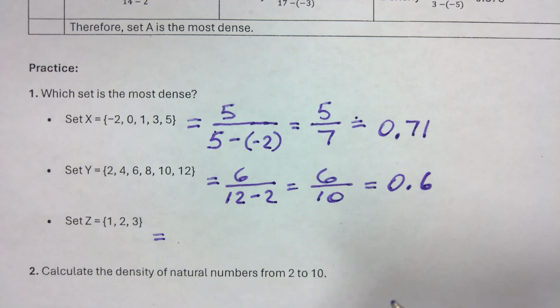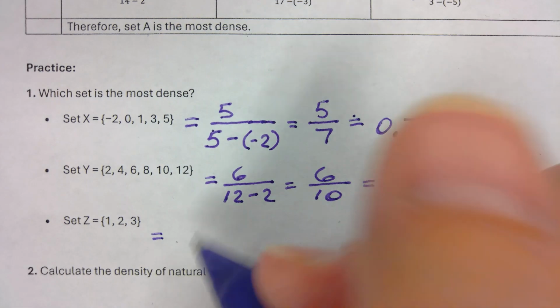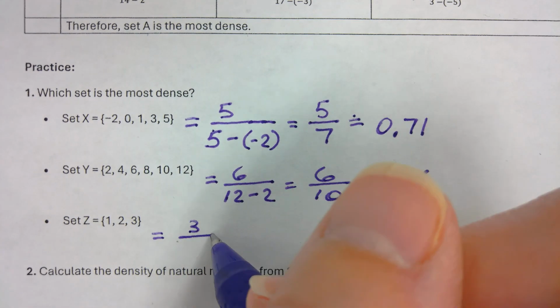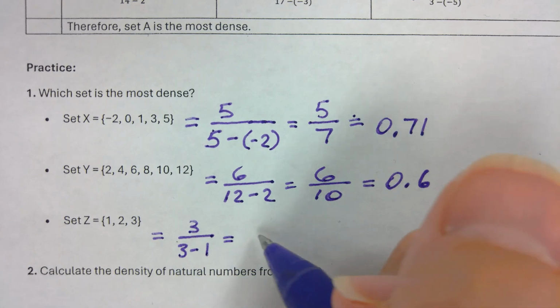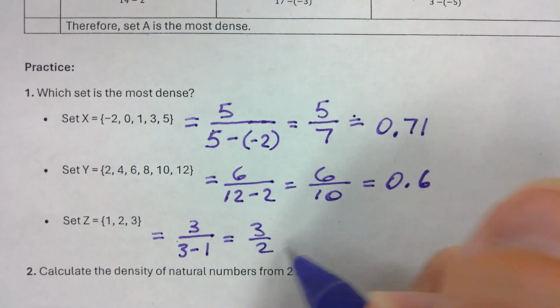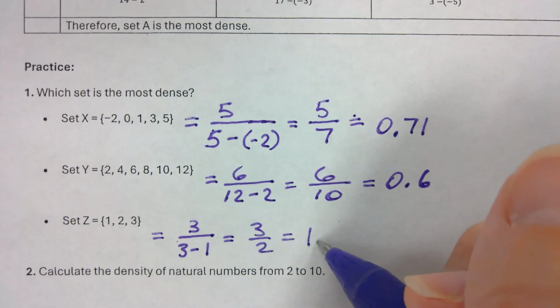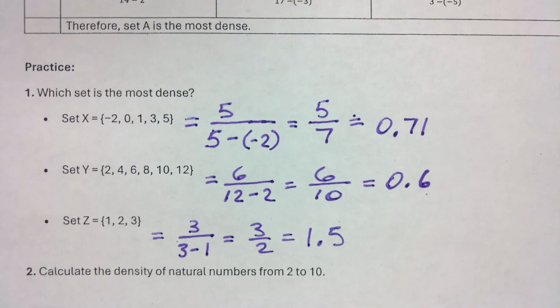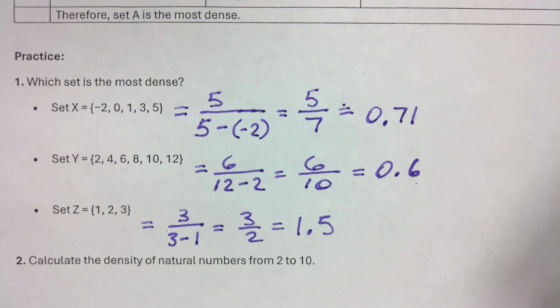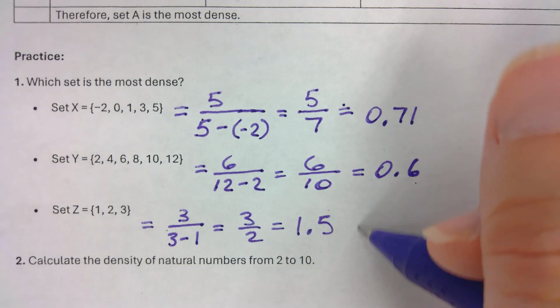This third set, Hussein. 3 over 3 minus 1. Yep. 3 over 2. Mm-hmm. 1.5. Perfect. So which set is the most dense? Z, yeah, because it's the highest.